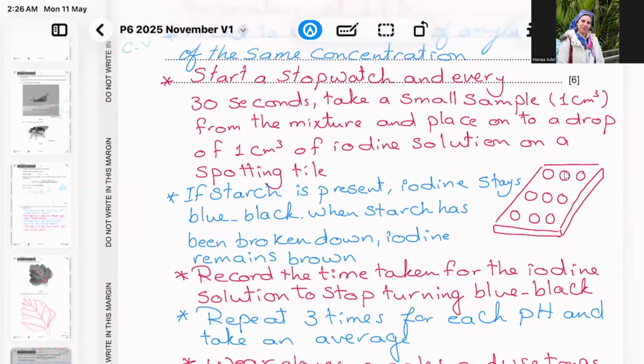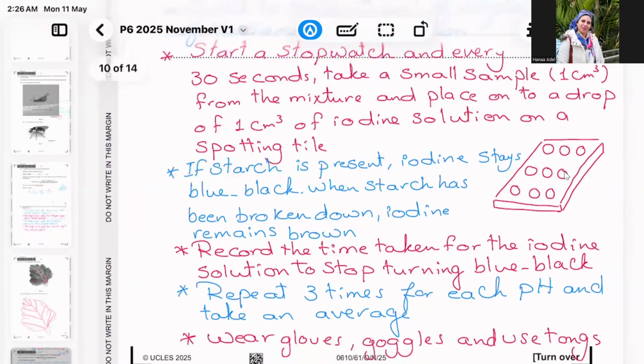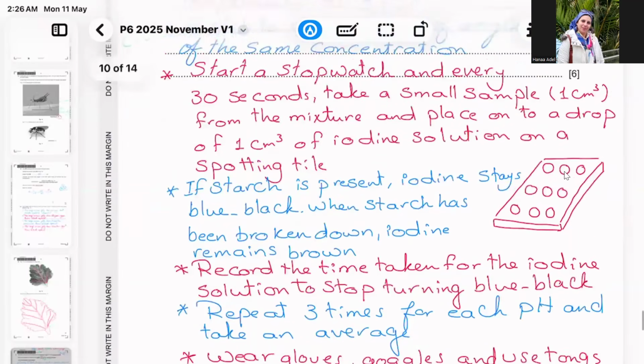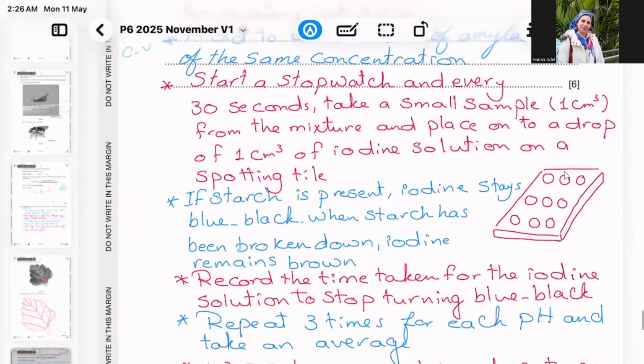Safety precaution, we have to wear gloves, goggles, and use tongs. So when we record the time for the iodine solution to stop turning blue-black, that time is the dependent variable. Repetition is one of the marks, and safety precaution is one of the marks.